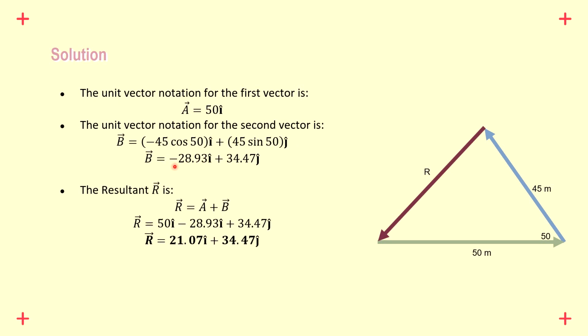So the resultant R is simply A plus B. Combine like terms: 50i minus 28.93i plus 34.47j, and that gives us the final answer, 21.07i plus 34.47j. Okay, as an exercise, you can try to obtain the magnitude of the resultant R and the angle from the positive x-axis.